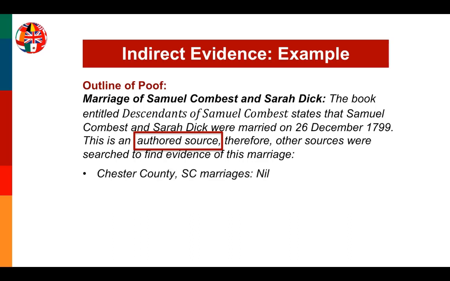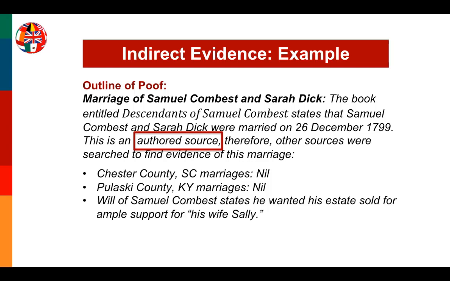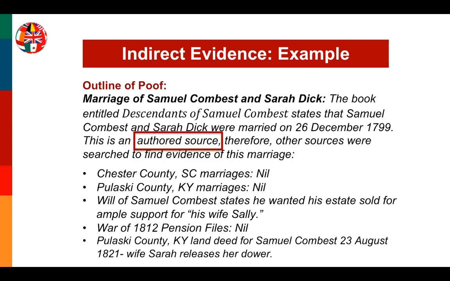So first, the researcher looked in Chester County, South Carolina for marriages with nil results. Then in Pulaski County, Kentucky marriages, also with nil results. Then the researcher found the will of Samuel Combest, which states he wanted his estate sold for ample support for his wife Sally. Then the War of 1812 pension files were searched with nil results. And then the Pulaski County, Kentucky land deeds were searched, and a deed was found for Samuel Combest on the 23rd of August, 1821, in which his wife Sarah releases her dower.